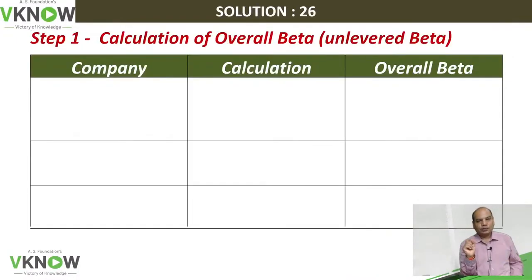First I need to use the logic of overall beta learned from the portfolio chapter. Write down, please. Step 1: Calculation of overall beta or unlevered beta. Under that, three columns: company, calculation, and overall beta.